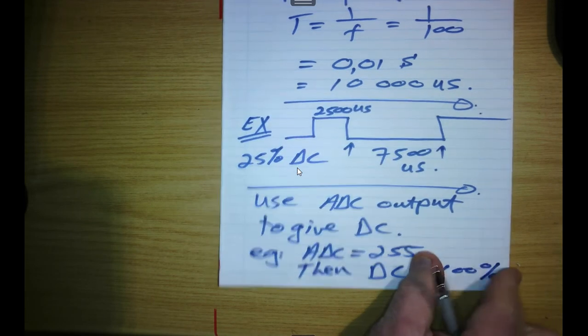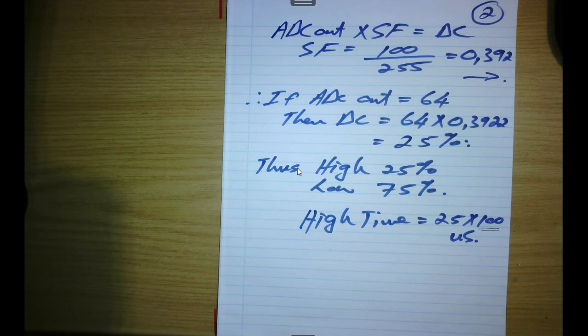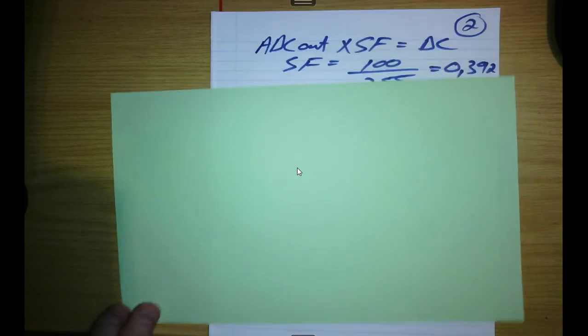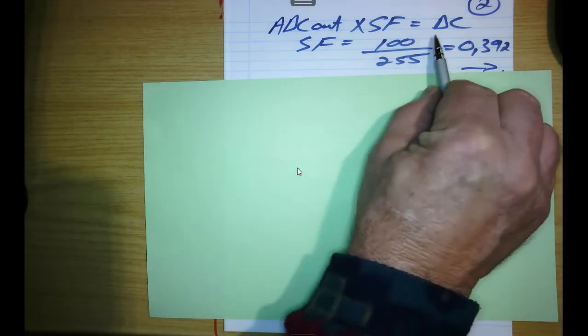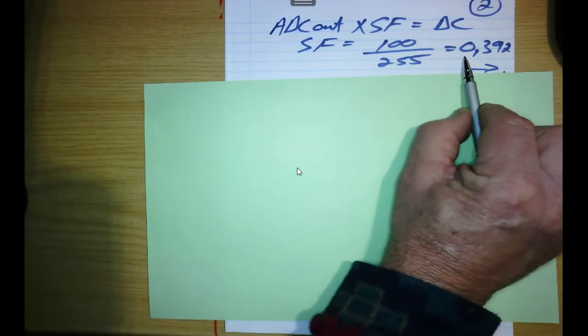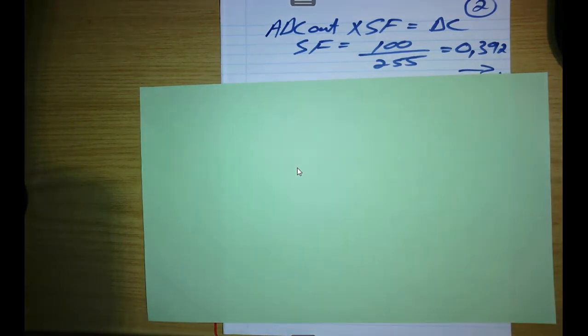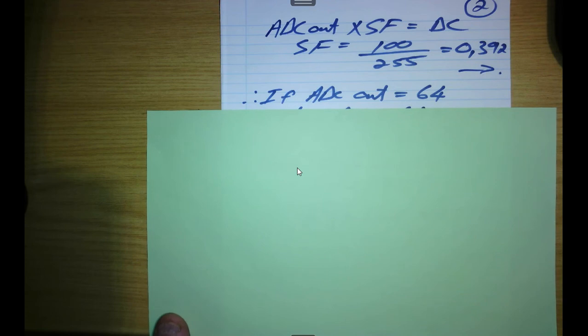So what we can do, in other words, is to incorporate some sort of scaling factor, and this is exactly what I've done here. If we read the ADC and multiply that by a scaling factor, we should get the duty cycle. For instance, if I use maximum values, the ADC output is 255 and the duty cycle must be 100, so the scaling factor is 0.3922 in actual fact. There's another 2 there. So any output that I get from the ADC will be multiplied by 0.3922 to give me the desired duty cycle.